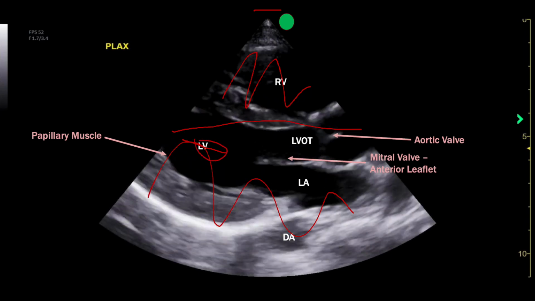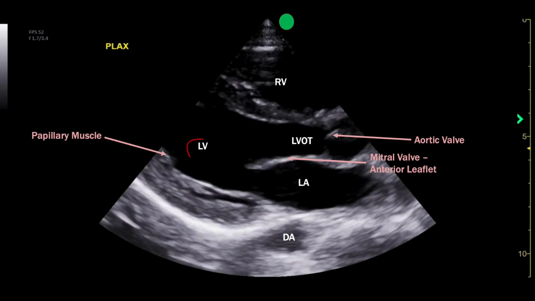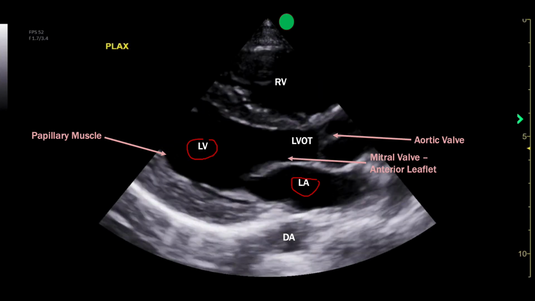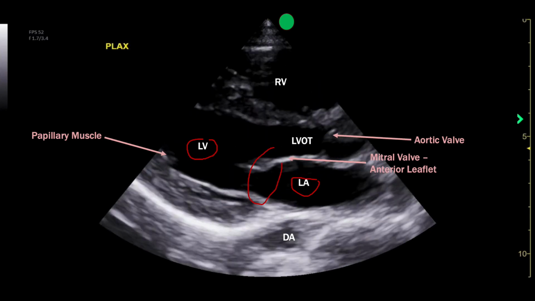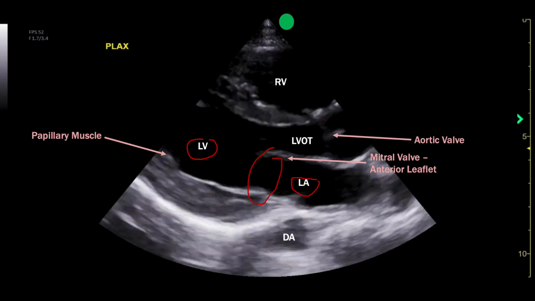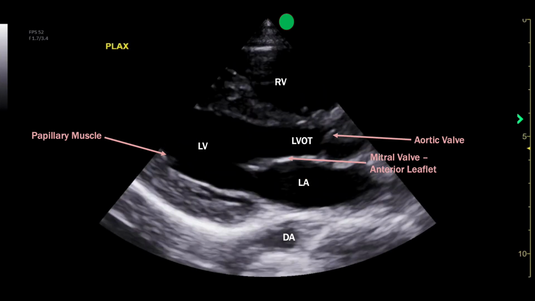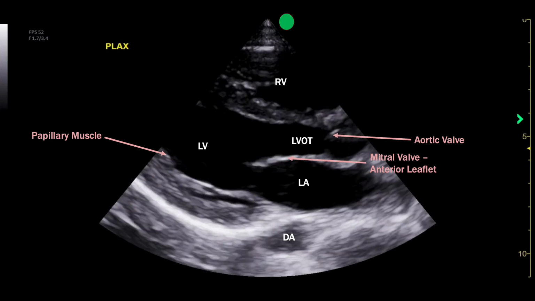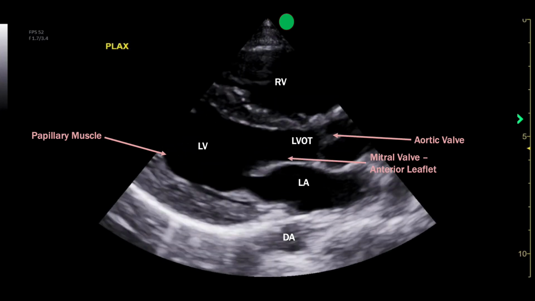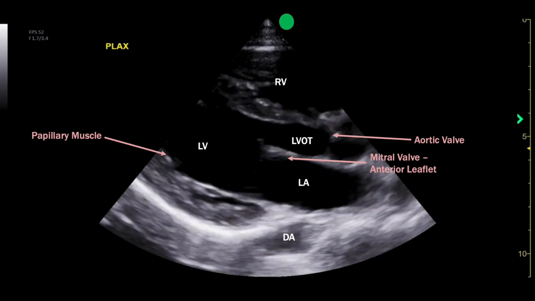Let me just clean up the screen for a second. So in the posterior or far field, we find the left ventricle, the left atrium, as well as the mitral valve right here. Okay. So before we start talking about all these structures in a little bit more detail, I want to remind you all about the importance of having enough gain to visualize the different chambers of the heart, as well as enough depth to include the descending aorta in the far field.